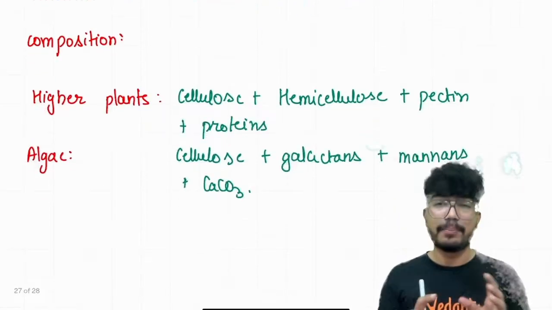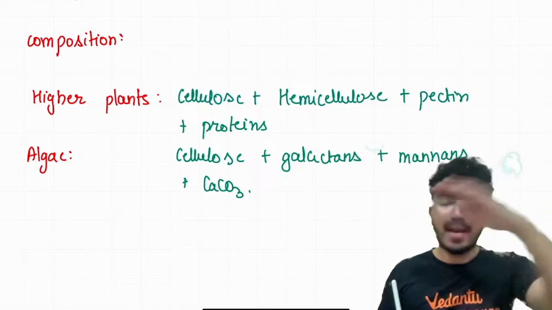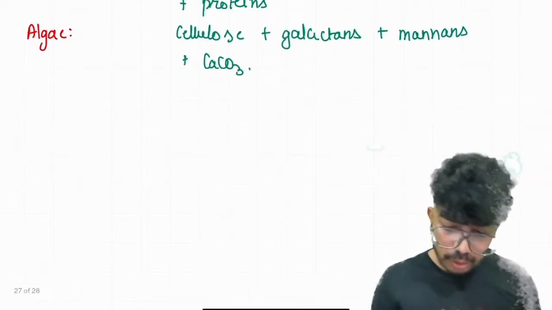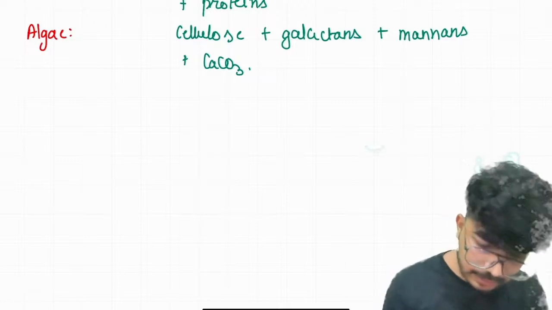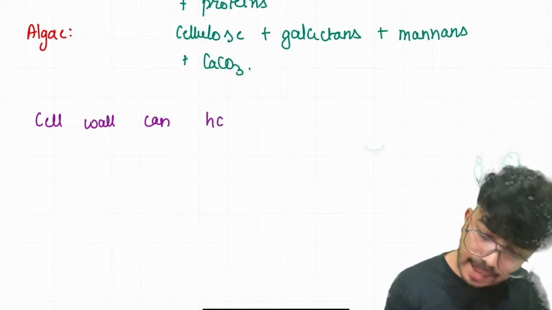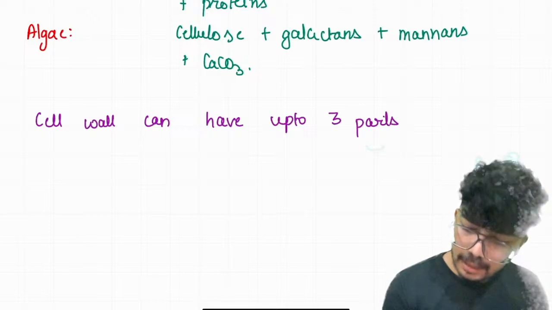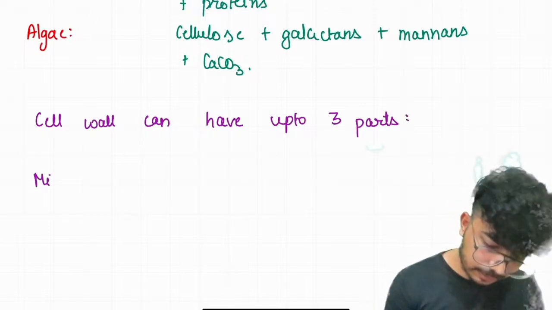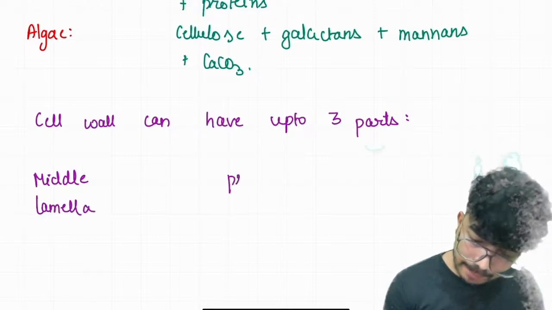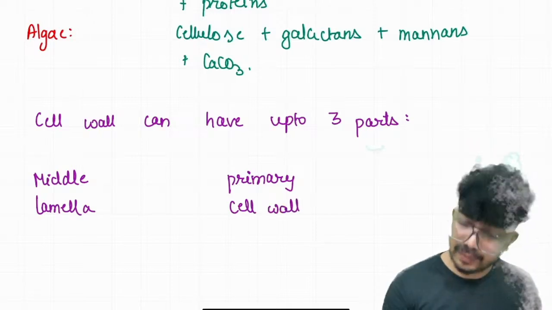Now the cell wall is made up of up to three parts. You will have the middle lamella, then the primary cell wall, and then you can have the secondary cell wall. So we are going to write that the cell wall can have up to three parts. The outermost one is the middle lamella. Then we have the primary cell wall, and then we have the secondary cell wall.